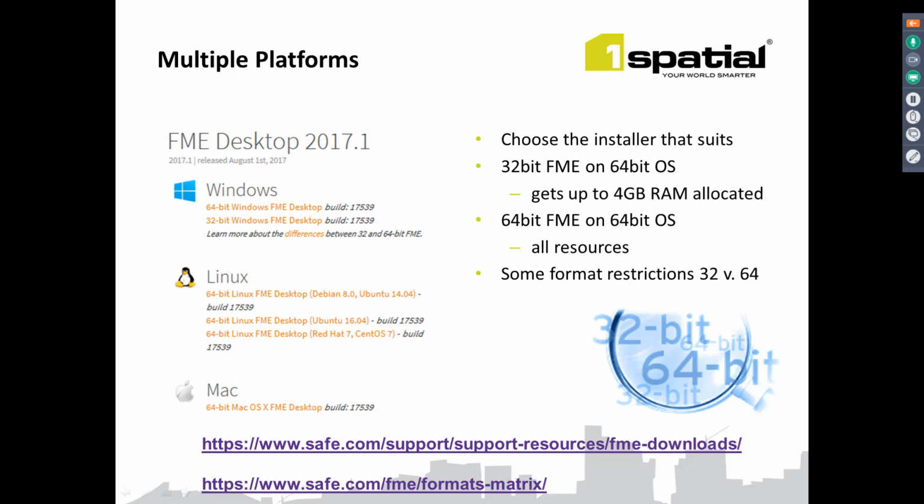It used to be the case that 64-bit only had a limited selection of formats, but in recent years that's no longer the case. But you should still be aware that there are some file formats that are only available on one or the other, 32 or 64-bit. So if you need to check formats that are of particular interest to you, then have a look at the formats matrix on the SAFE website, and the URL is there. Or feel free to get in touch with us and we can help you, at fme@onespatial.com.